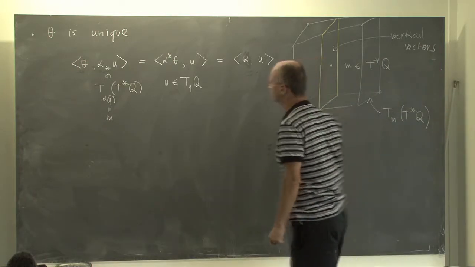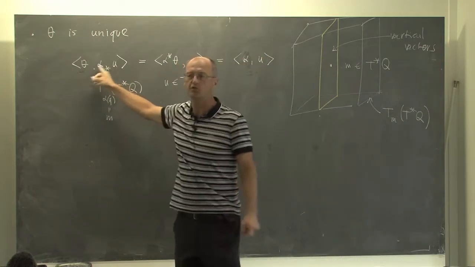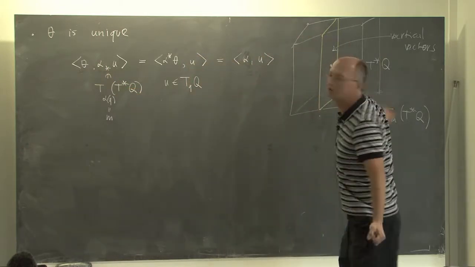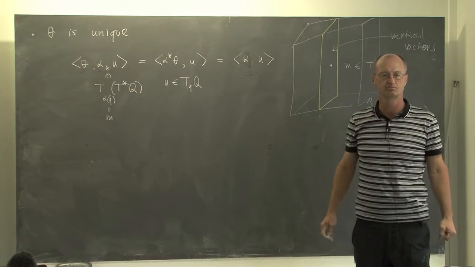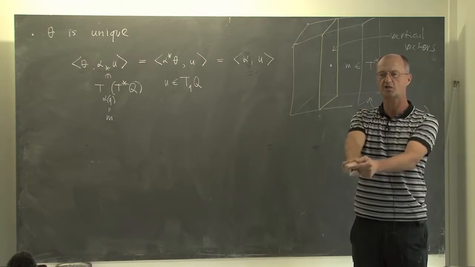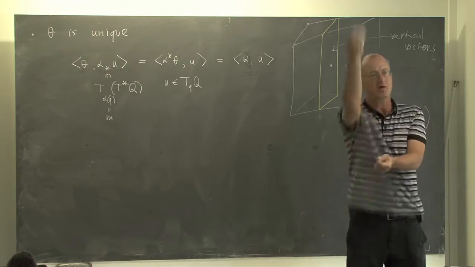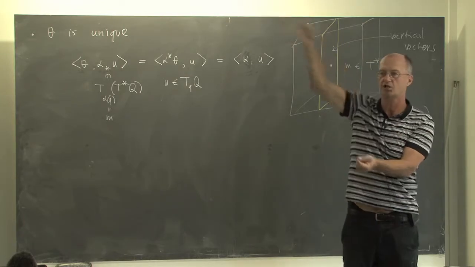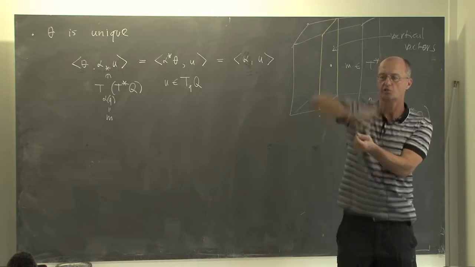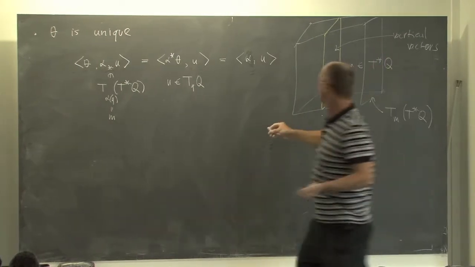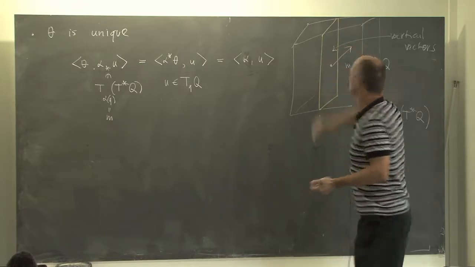Vertical vectors. Now, what kind of vectors can you obtain by this operation? What do you think? What kind of vectors can you get there? You take a vector on the base. So u was a vector on the base. Now you have a map from the base to the cotangent bundle, and you are mapping your vector there. What kind of vectors are you going to get? Let me ask you a test question. Something like this. Can you get?